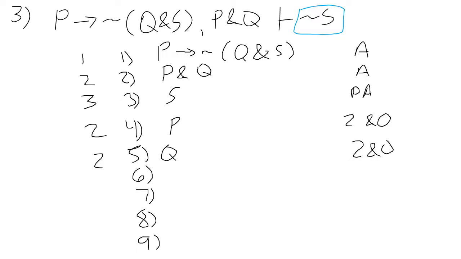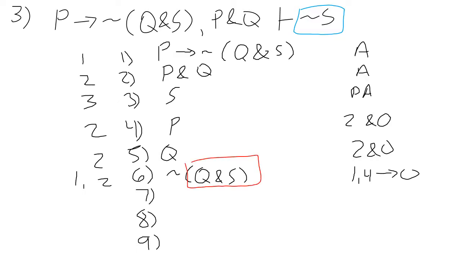Now I can toss that P into line 1 to get tilde Q and S, and that might be a piece of our contradiction because I got something with a tilde in front of it. But first off, we got to do 1 and 4, arrow out, 1 and 2, that. Now, this, like I said, could be a part of a contradiction. Can we build Q and S? Well, we can because I've got Q in line 5, I've got S in line 3, so it's going to be 3 and 5, ampersand in.